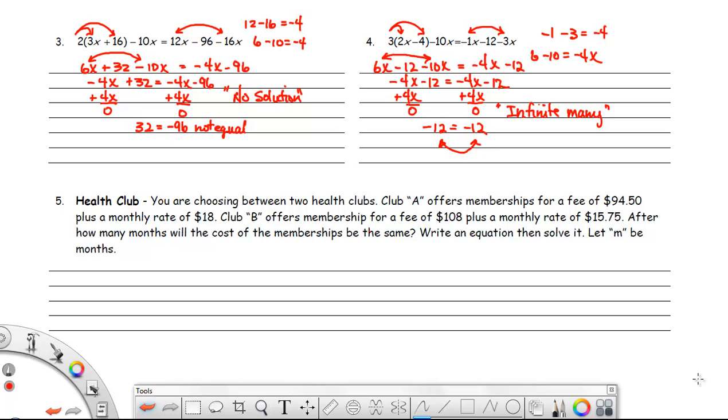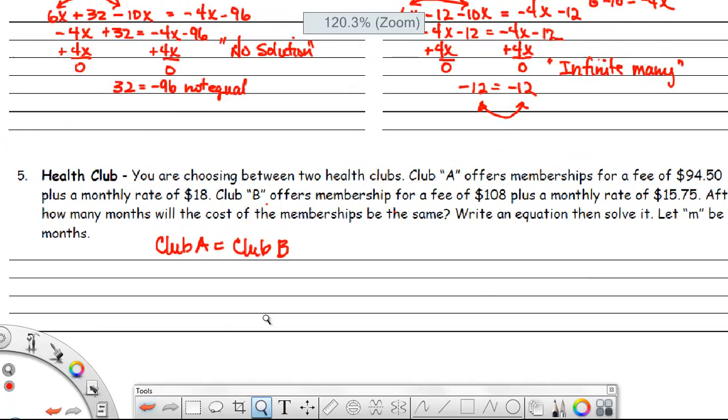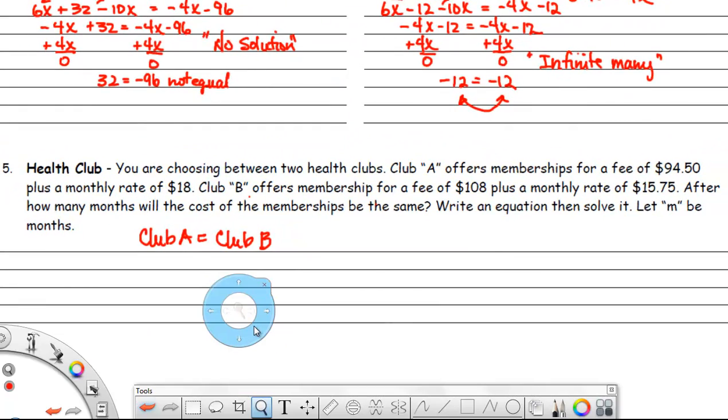Now for our last equation, it's a story problem. With this story problem, you're going to have a left-hand side and a right-hand side. So in this first equation, we're going to have Club A on the left, and Club B on the right. Okay, so we've got to take a look at what we've got here. Let me go ahead and zoom in and get started on this problem. Well, first of all, I've got to read it.